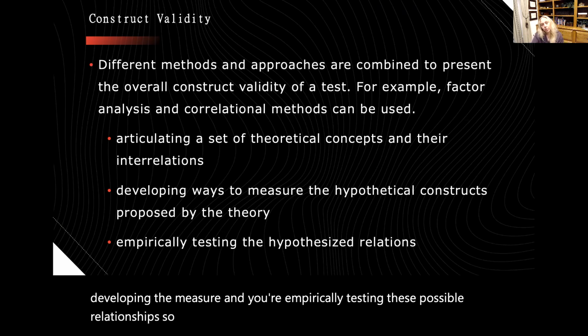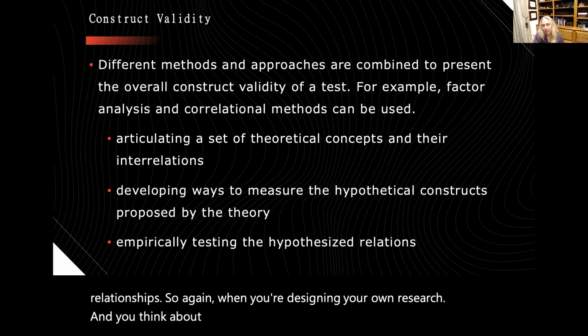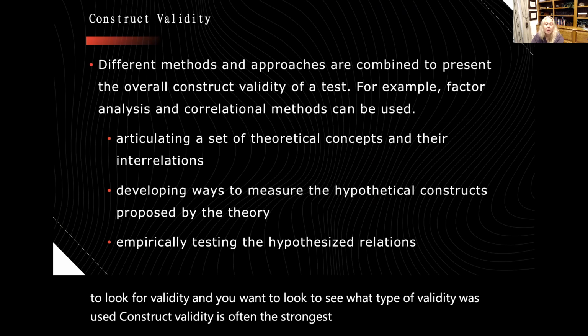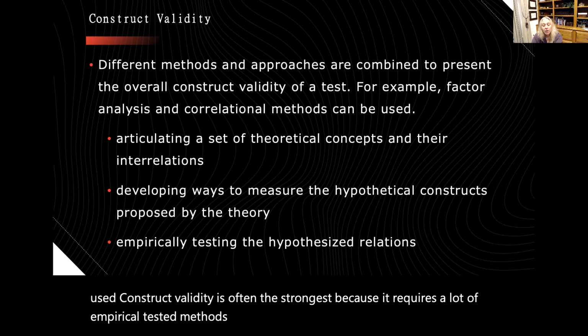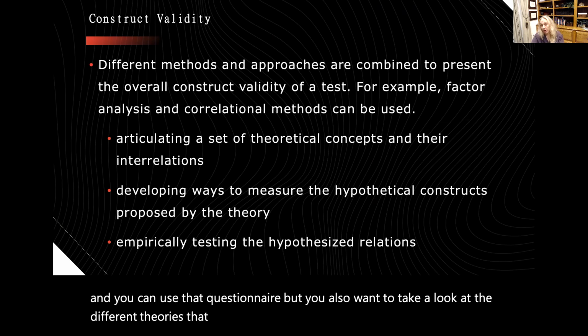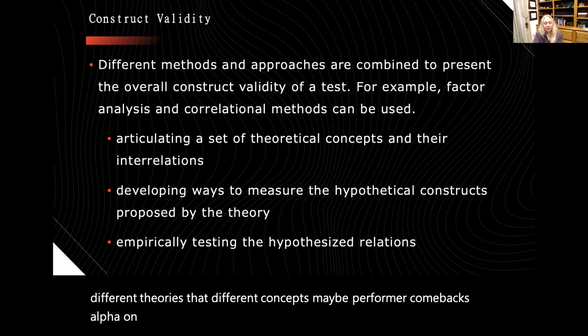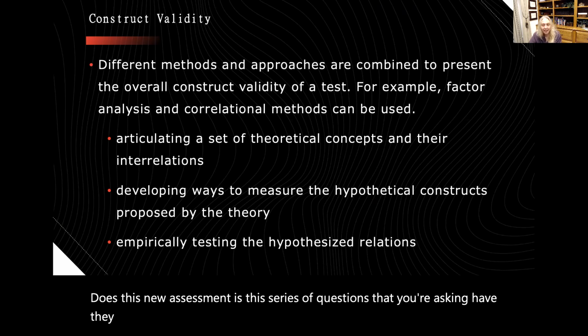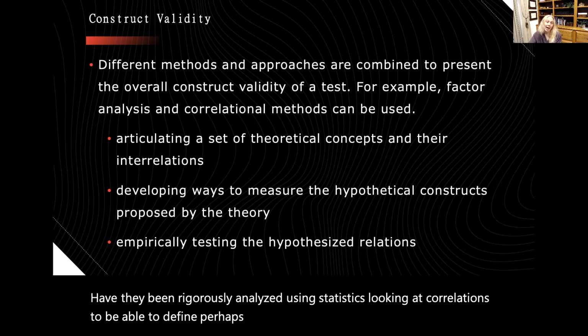So again, when you're designing your own research and thinking about what sort of measures you want to use, you want to look for validity and see what type of validity was used. Construct validity is often the strongest because it requires a lot of empirically tested methods. For example, you may write a questionnaire, but you also want to look at the different theories and concepts, maybe perform a Cronbach's alpha on it, and ask: has this series of questions been rigorously analyzed using statistics, looking at correlations to be able to define perhaps a new construct or to capture something new?